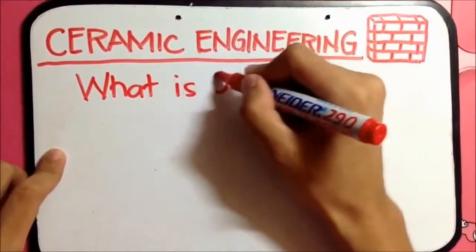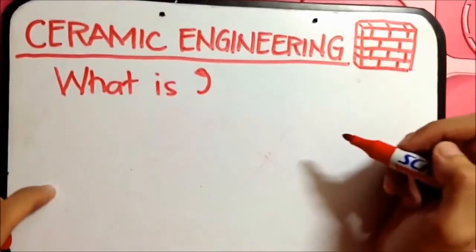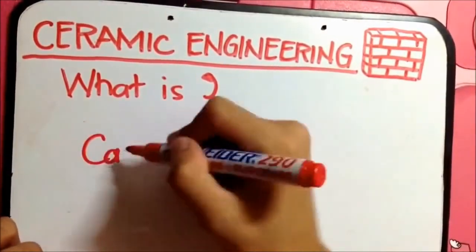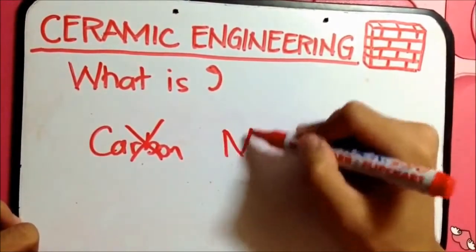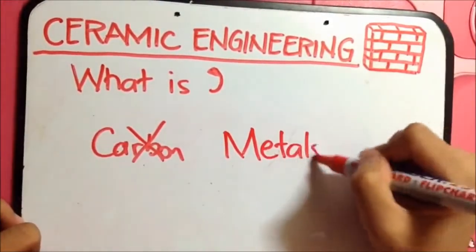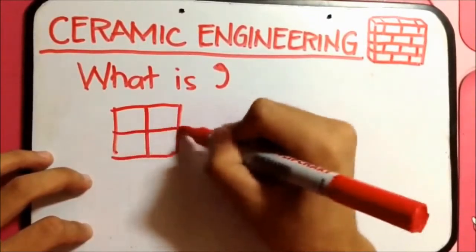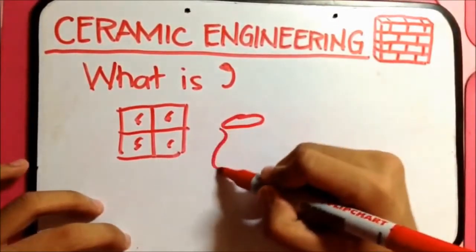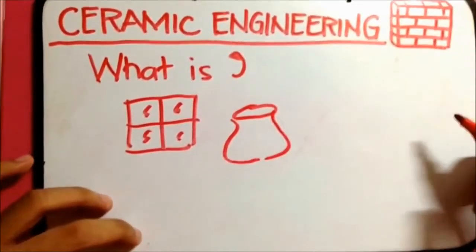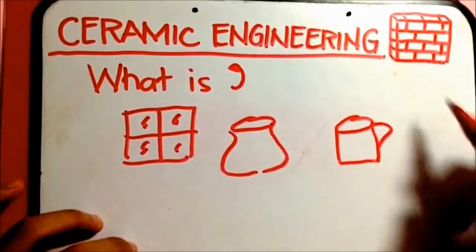What is ceramic engineering? It is the science and technology of creating objects from inorganic and non-metallic materials. Examples of ceramics are glass in our windows, vases and pots, mugs which we use to drink, and bricks.